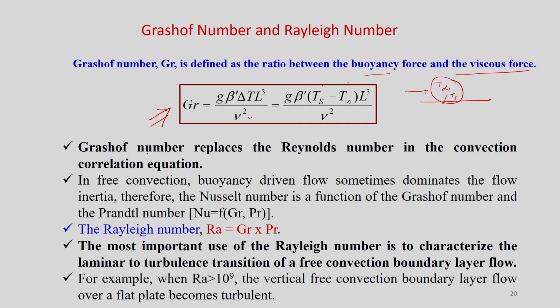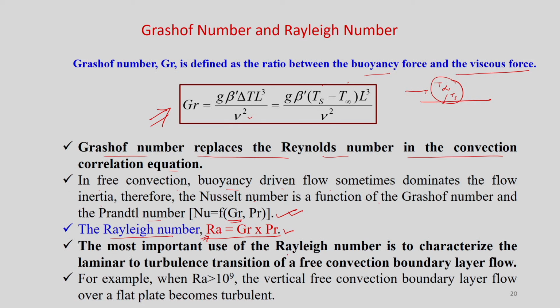This Grashof number replaces the Reynolds number in the convection correlation equation. In free convection, buoyancy driven flow sometimes dominates the flow inertia. Therefore, the Nusselt number is a function of the Grashof number and the Prandtl number. We also define the Rayleigh number, which is the Grashof number multiplied by the Prandtl number. In most cases we will use this Rayleigh number directly for calculation of the heat transfer coefficient.